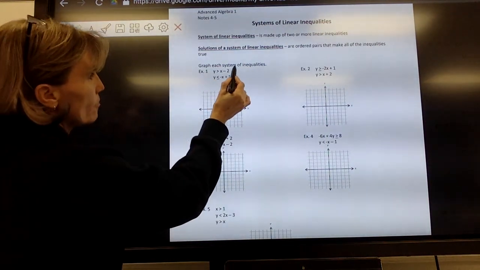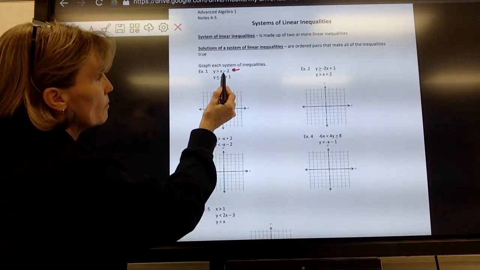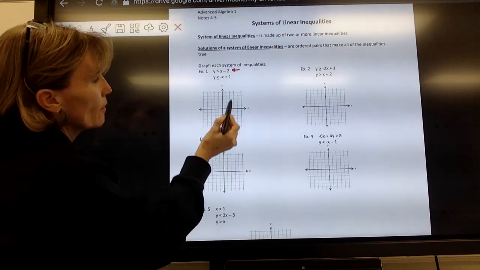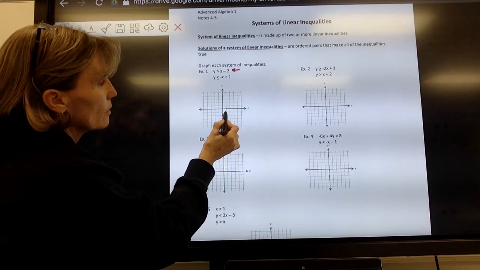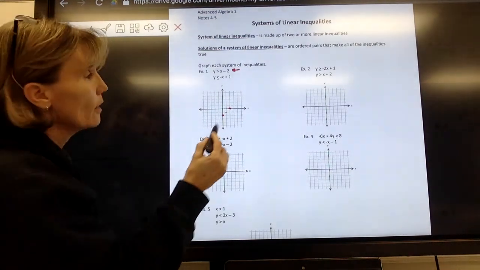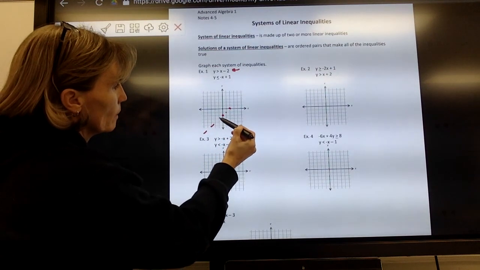Okay, if I were to graph the top one here, that's in slope-intercept form, so I'm going to use my b value, my y-intercept, to start at -2, and then the slope of that is 1. I'm going to rise and run. Now I go back to the inequality, and it's just a greater than, so that's going to be a broken line.